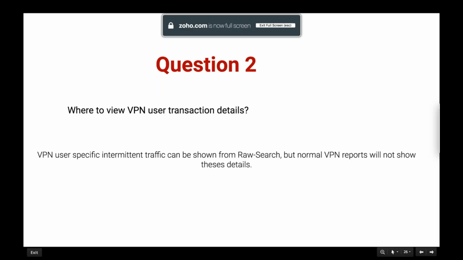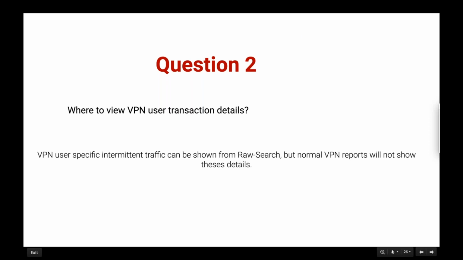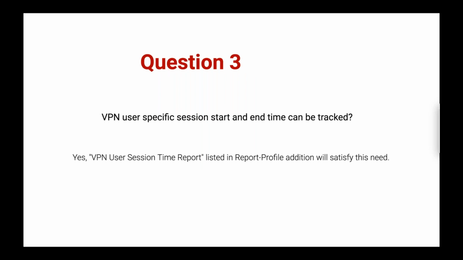Then the second question is about the VPN user transaction detail. When it comes to VPN user transaction detail, there are two types of things: the user session, and the traffic activities that have been done by the VPN user. If we want the VPN user transactions in a raw format or in an aggregated format, we can perform a search with a filter of VPN logs. When we perform the VPN log search in the raw search, that will give us all the VPN transactions that have been done. If we do the same thing in the aggregated search, we can find out the VPN conversations that have been done for a period of time.